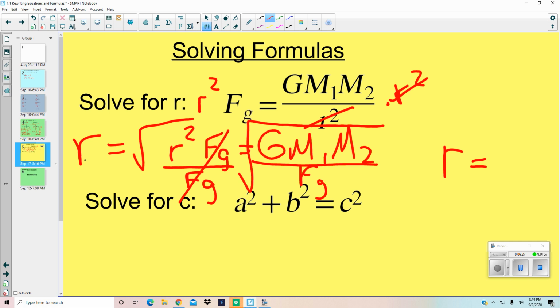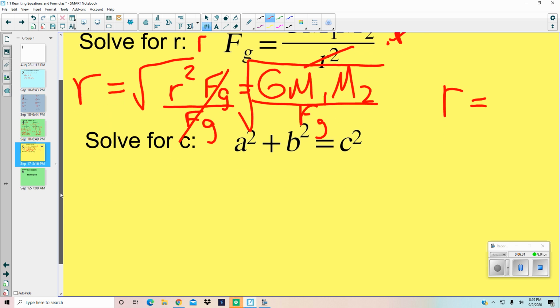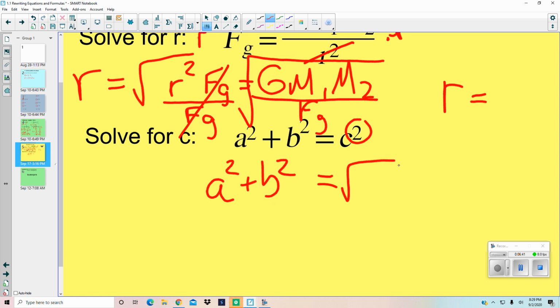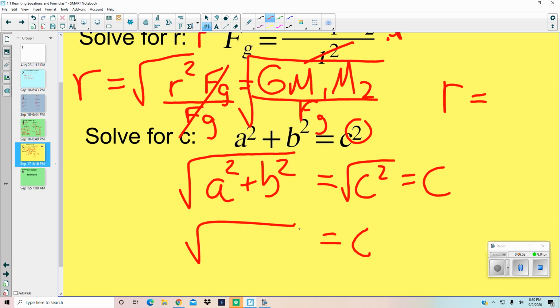Let's do the next one. Solve for c. I have a squared plus b squared equals c squared. Here's an example of another square root situation. I need to undo this square. Over here I have a squared plus b squared. If I square root the c squared, that leaves me with c. Then I have to square root the left-hand side. So what I have is c equals the square root of a squared plus b squared.